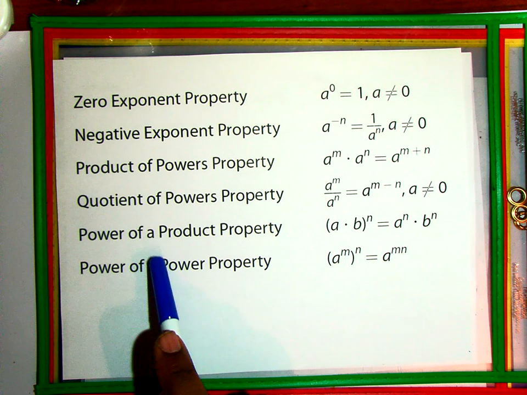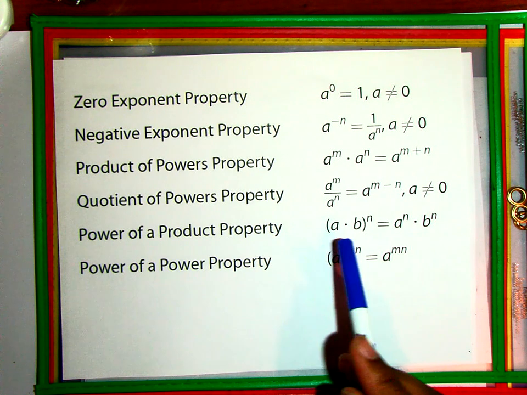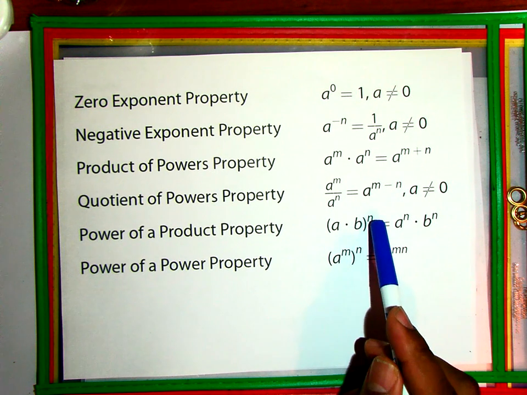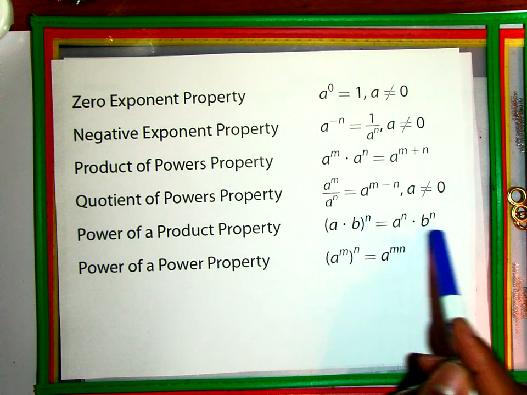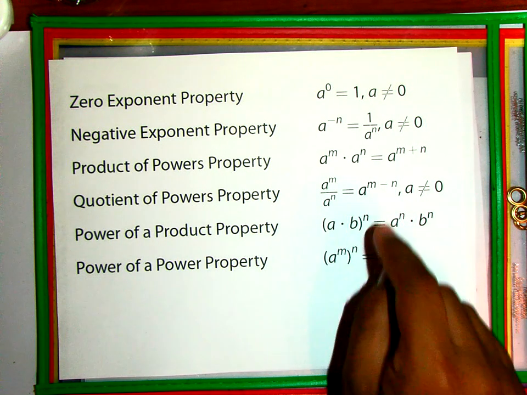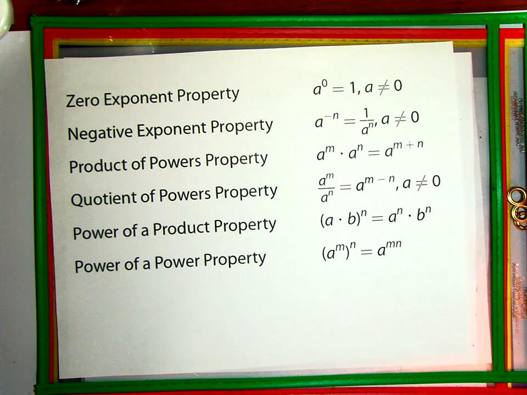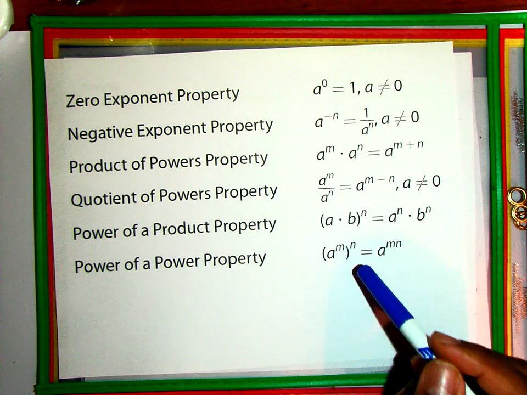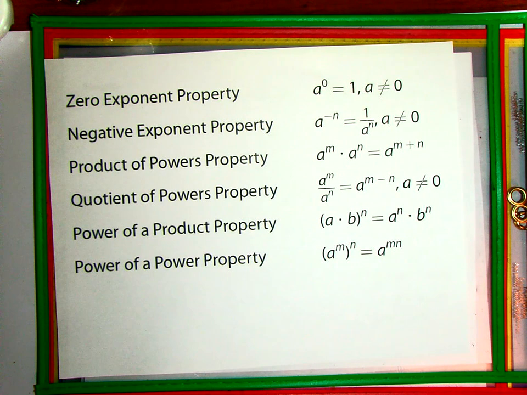All right, and the power of a product property, where it's similar to distribution. You have a times b raised to the n. That means you can raise the a to the n and raise the b to the n. It's kind of like distributing the exponent to each one of these two different bases. And finally, the power of a power property, where if you raise something to a particular power, the exponents are going to multiply. So you do m times n on that one.